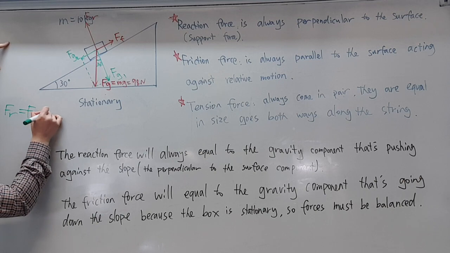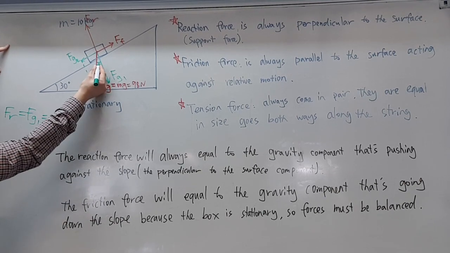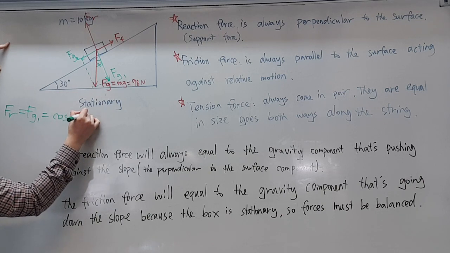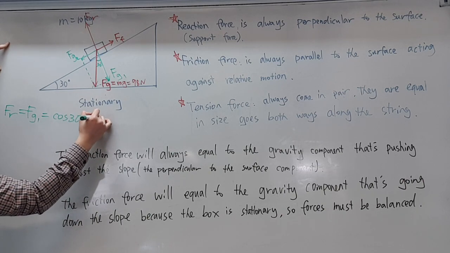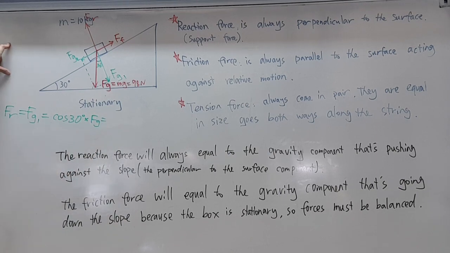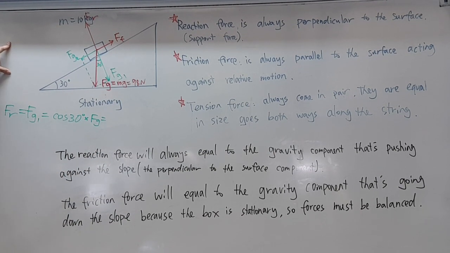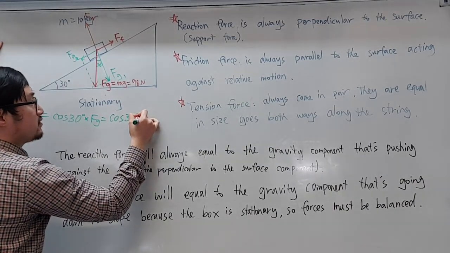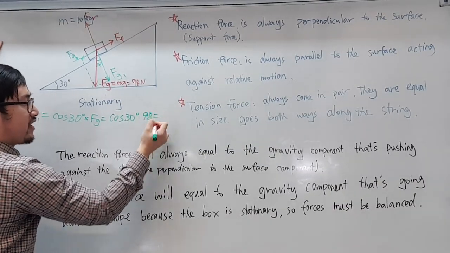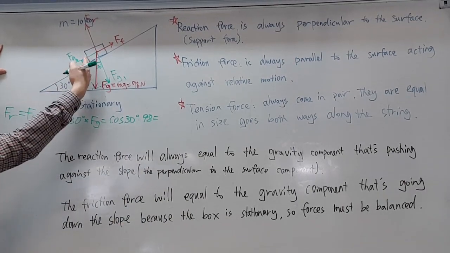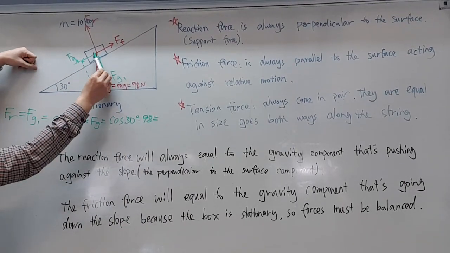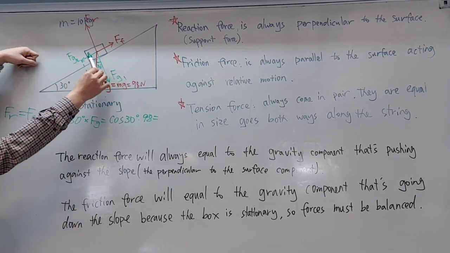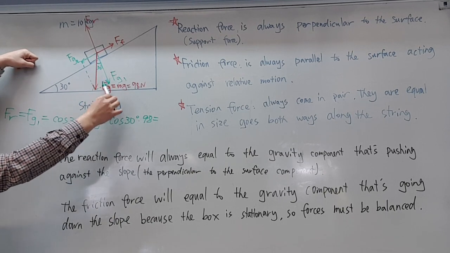Okay? And then I go, well, how big is Fg1? This is 30, so you use cosine. So it's cosine 30-degree times your gravity force. Okay? And then you put that in your calculator, so that becomes cosine 30-degree times the 98. You'll get the value. And then this value equals this value over here, because in a rectangle, two sides are the same size.